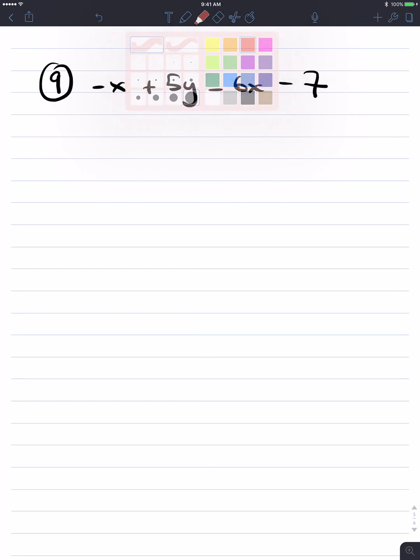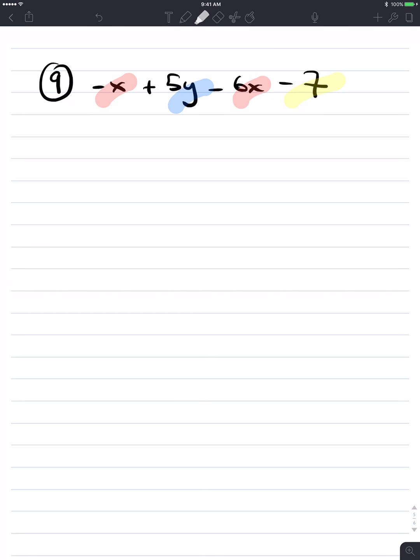Number 9. Negative x plus 5y minus 6x minus 7. Let's identify the like terms. My x's, here I have a y, that's different. And over here, I have a number.